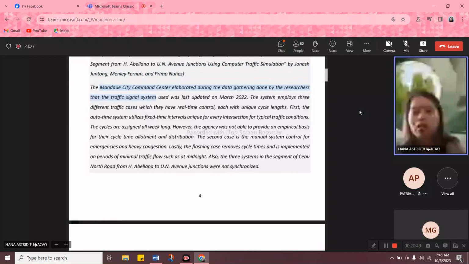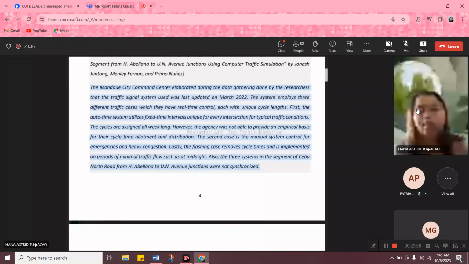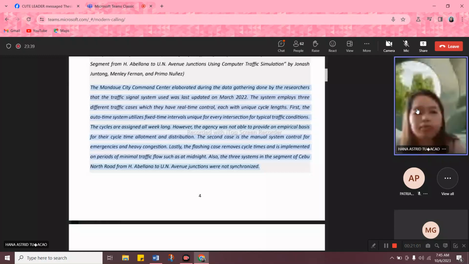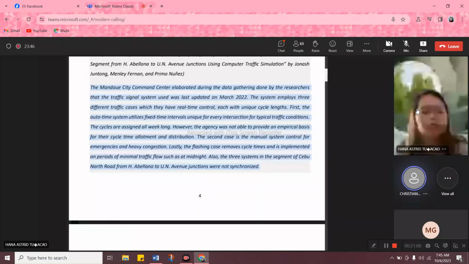Can I ask Solon to please read the example, this one as highlighted? The Mandaue City Command Center elaborated during the data gathering done by the researchers that the traffic signal system used was last updated on March 2022. The system employs 3 different traffic cases which have a real-time control, each with unique cycle lengths. First, the auto time system utilizes fixed time intervals unique for every intersection for typical traffic conditions. The cycles are assigned all week long.